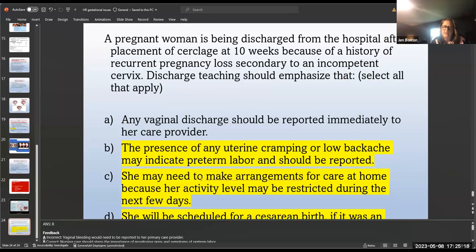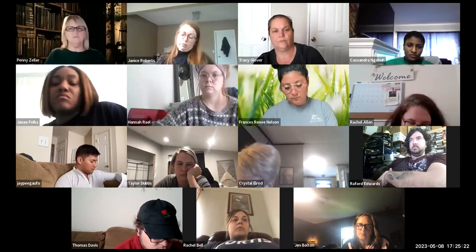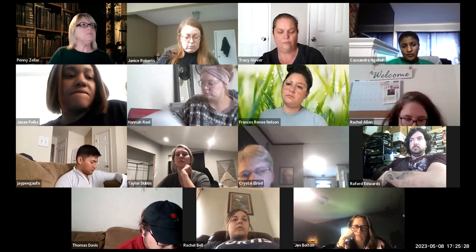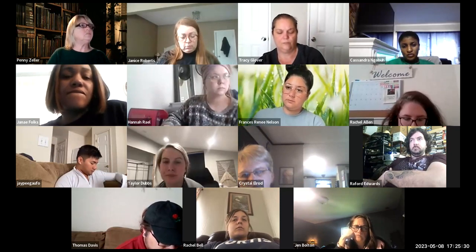So will that patient have to be on bed rest so that the gravity isn't pushing? Not necessarily, no. Because we put a clamp on it.